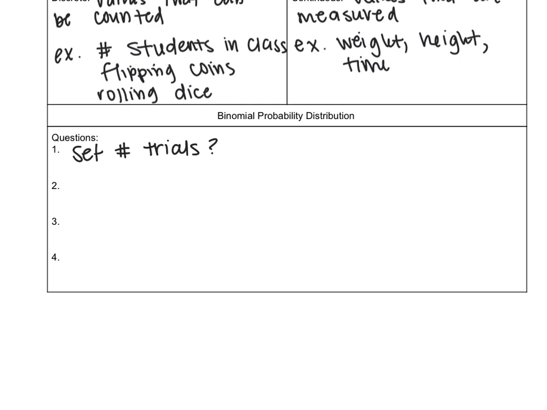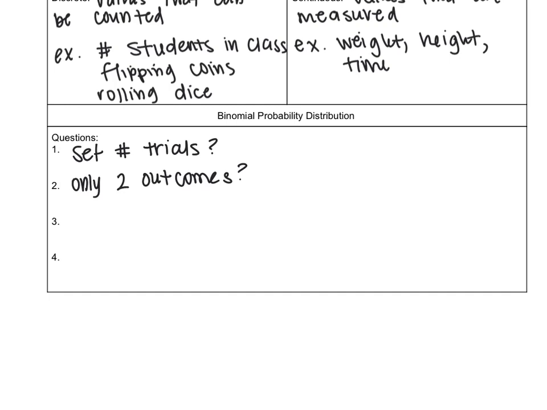The second question is, are there only 2 outcomes? Okay, so if I flip a coin, there are only 2 outcomes, heads or tails. If I want to ask someone, have you ever been to Florida? That's a yes or no question. So it can sometimes be a yes or no question most of the time. Other times it could be heads or tails, but usually it's yes or no.